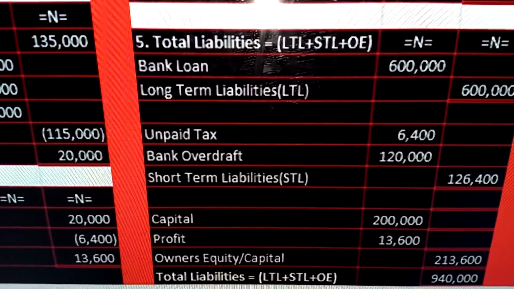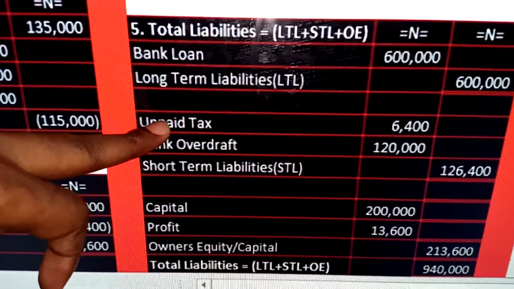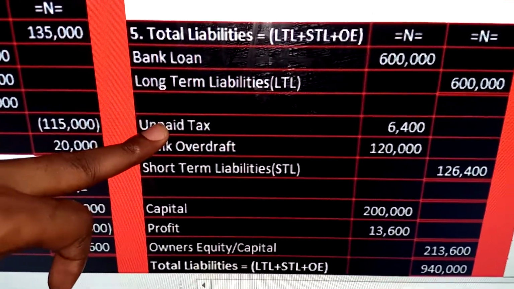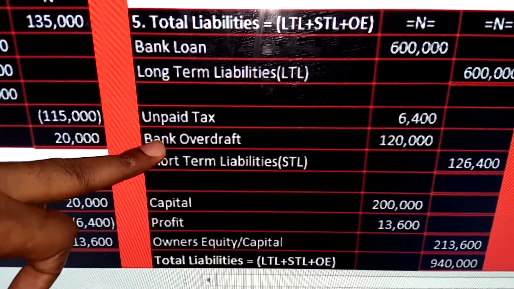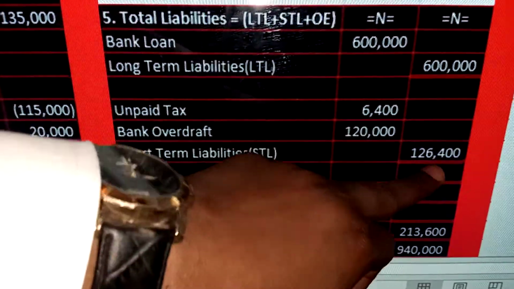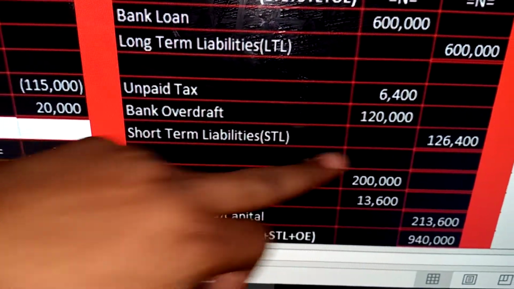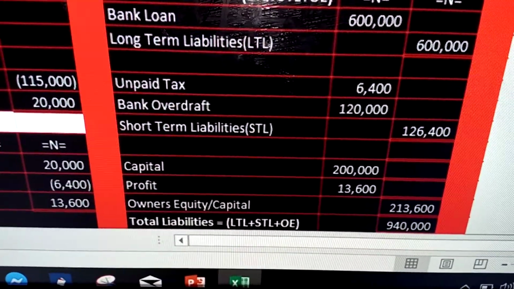So what are our short-term liabilities? We have unpaid tax. Remember the tax that we computed, it has not been paid, so it becomes a liability. We have bank overdraft. That's in the question as well, 120,000. So if you add 120,000 plus 6,400, you have 126,400. So total short-term liability is 126,400.